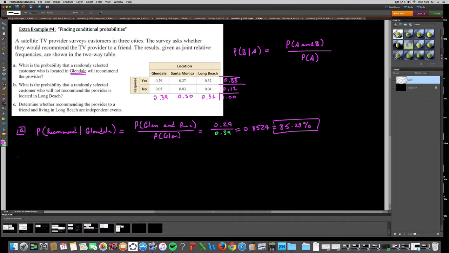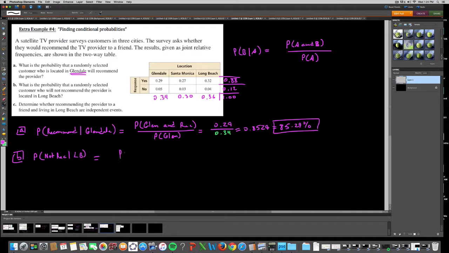So let's go ahead and take a look at letter B. It says, what is the probability that a randomly selected customer who will not recommend the provider is located in Long Beach? The question really becomes, which part is already given? We want to know how likely it is they won't recommend given they live in Long Beach. So Long Beach happened first. When we write this out, what is the probability that they'll not recommend, given that they live in Long Beach?